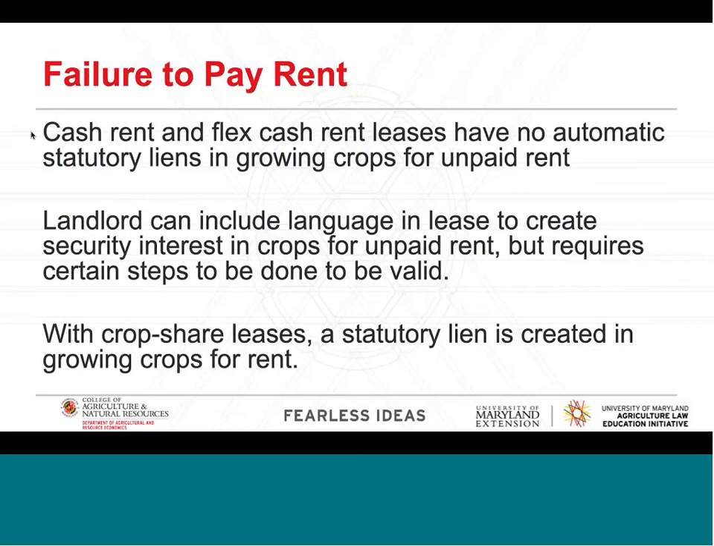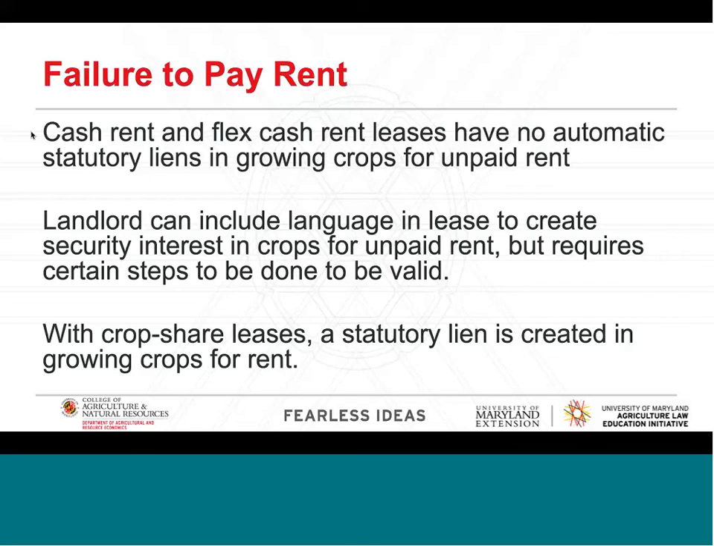The other thing to think about is what happens if rent isn't paid. In Maryland and Delaware, if I remember correctly, you get no automatic statutory lien in growing crops for unpaid rent. You could add language into the lease to create the security interest to get that. That is not in the form leases because you need to make sure you're working with an attorney to make sure all the steps are met to get that.